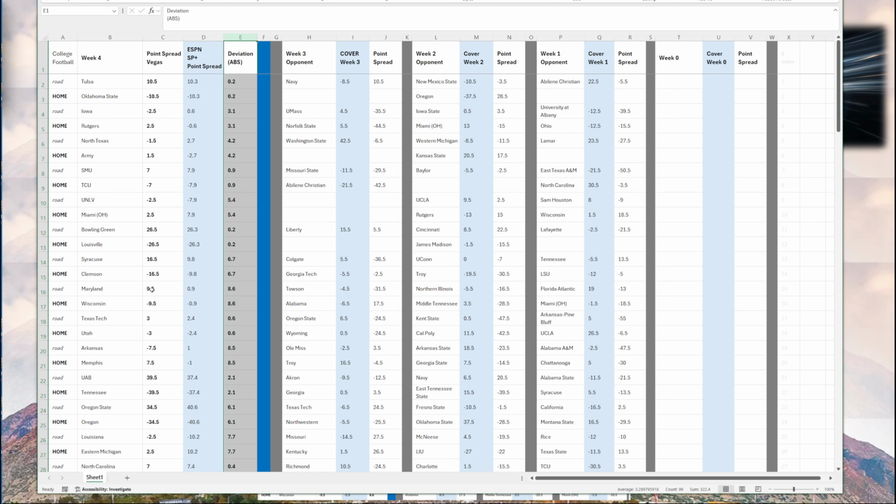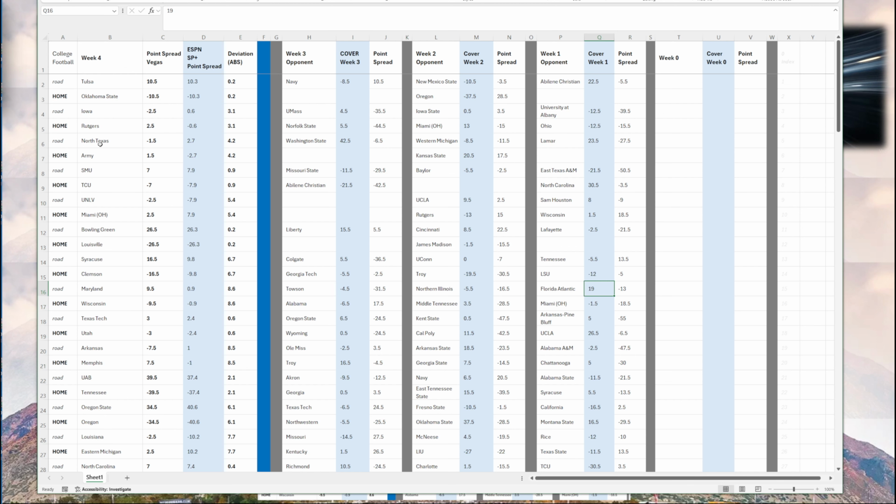For example, here, like I said, it was Maryland, Wisconsin. That doesn't mean I'm going to pick Maryland or Wisconsin. It means I'm going to take a closer look at this specific game. So I'm looking at Maryland here. In week 1, they covered the point spread by 19. I'm going to take a look at it.